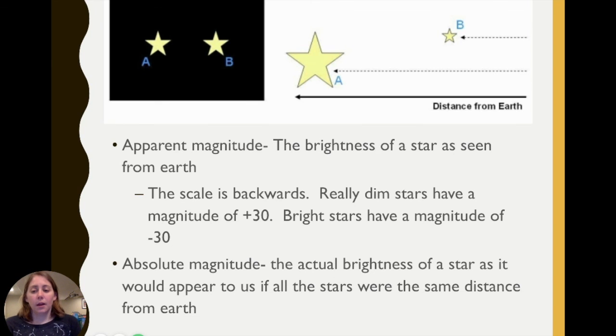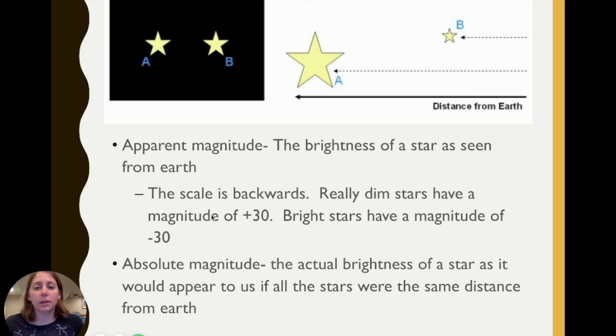Apparent magnitude is what we would see on Earth, so what it appears to be to the naked eye. So if I take a look at these two stars, A and B, size is related to how bright they are. So they're the same size, so they look the same brightness to me. However, if I look in outer space, star A is really farther away than star B. But star A is brighter so that they appear to be the same brightness on Earth.